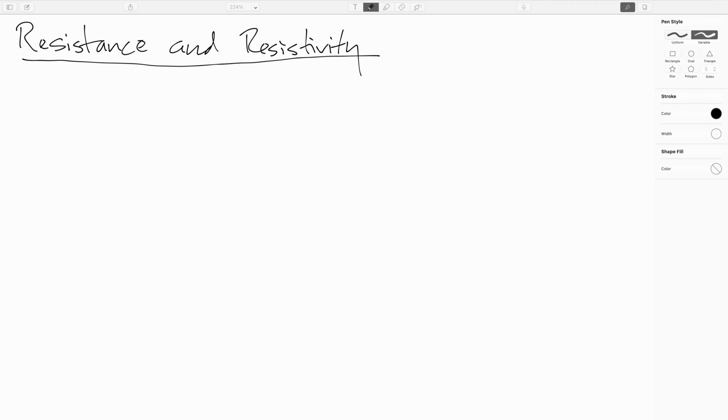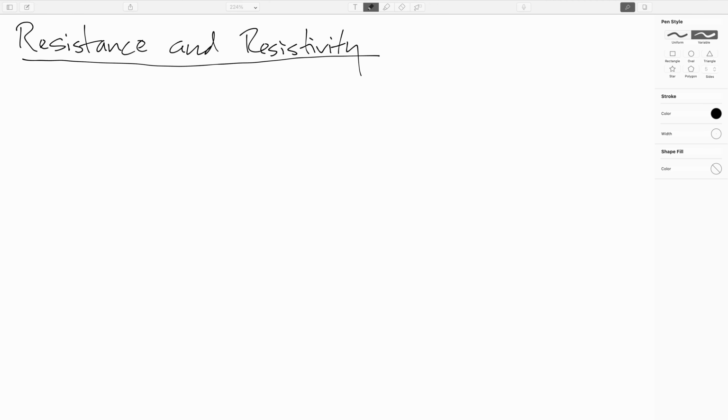So as we get started thinking about resistance and resistivity, I'm going to ask you a series of thought experiment questions, and I would like you to keep in mind that the analogy between electric current flow and fluid flow is an extremely tight one.